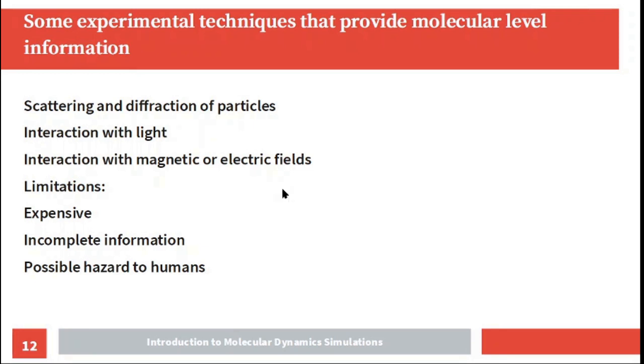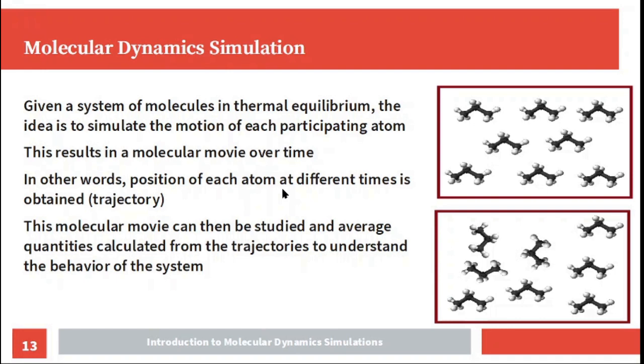One way of avoiding that is, of course, to do molecular dynamic simulations. What you do in molecular dynamic simulations is, given a system of molecules in thermal equilibrium, the idea is to simulate the motion of each participating atom. So, for example, here you have some propane molecules.